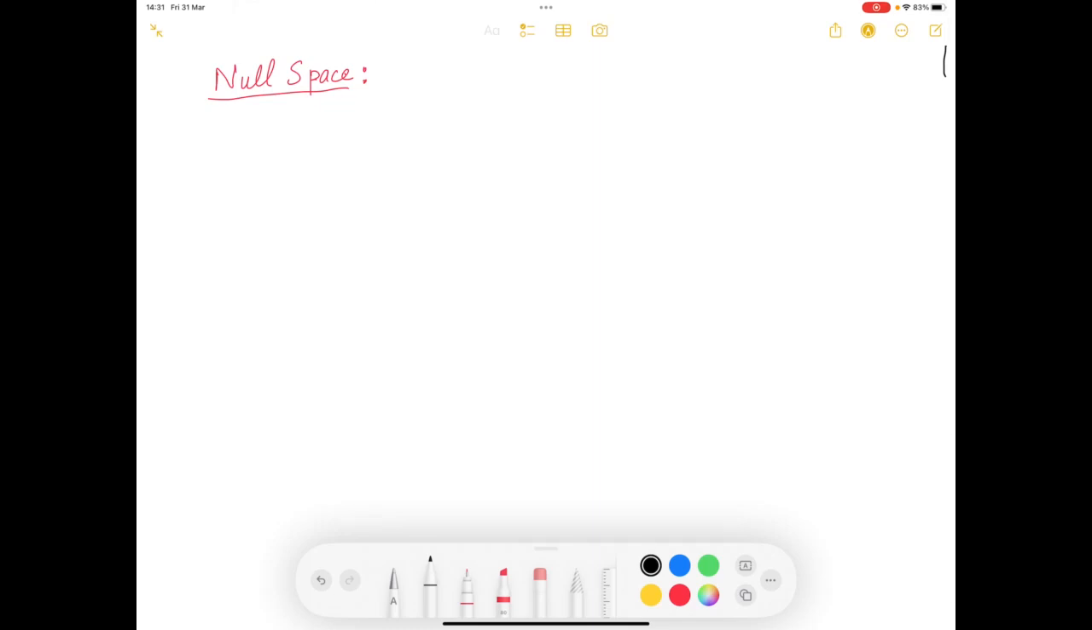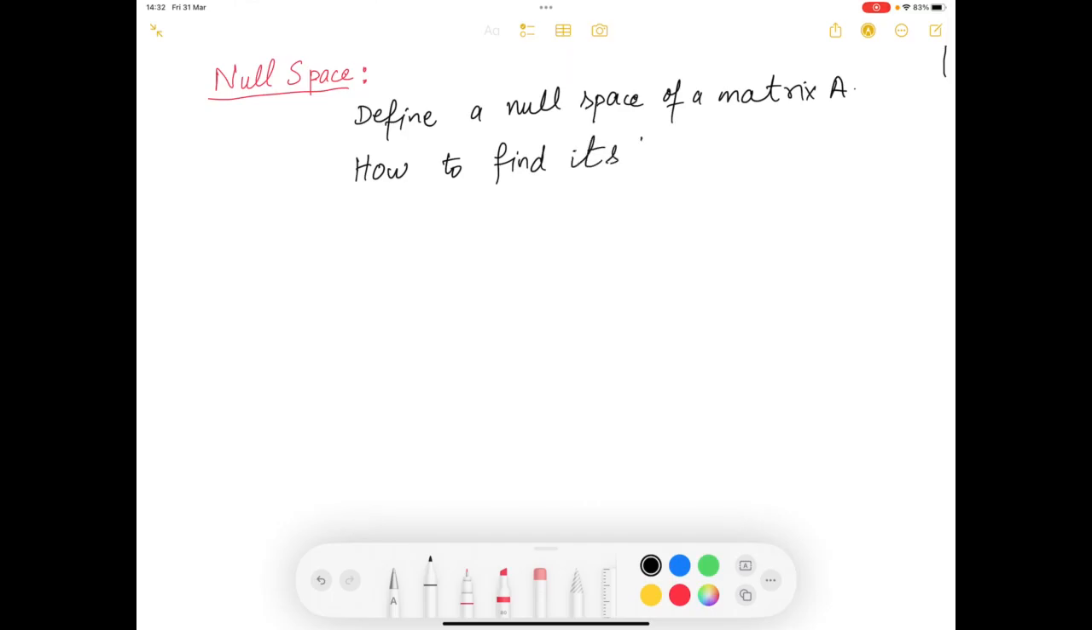First we will define what is a null space, the null space of a matrix A, and then we will see how to find its basis and dimension.